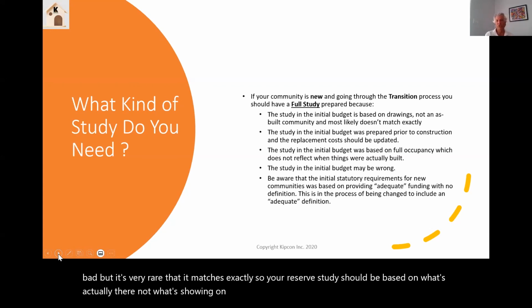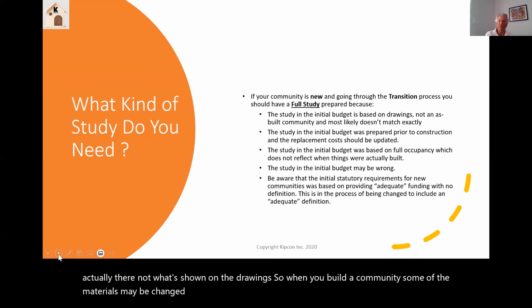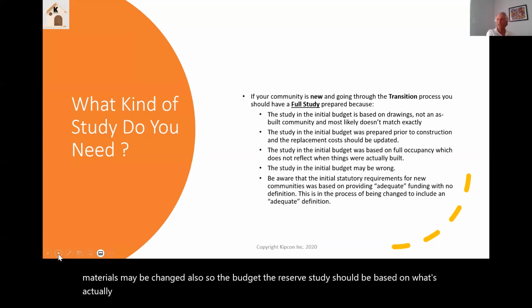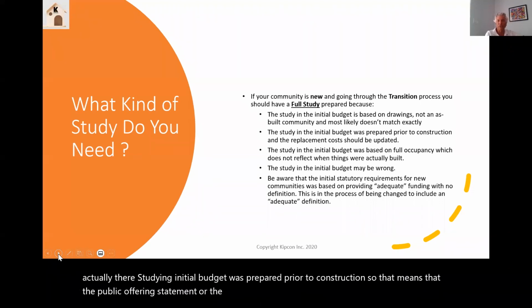So when you build a community, some of the materials may be changed also. So the reserve study should be based on what's actually there. The study in the initial budget was prepared prior to construction. So that means that the public offering statement or the governing documents were prepared before the community was built.